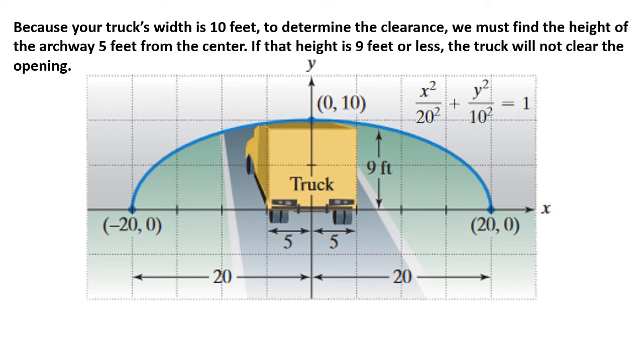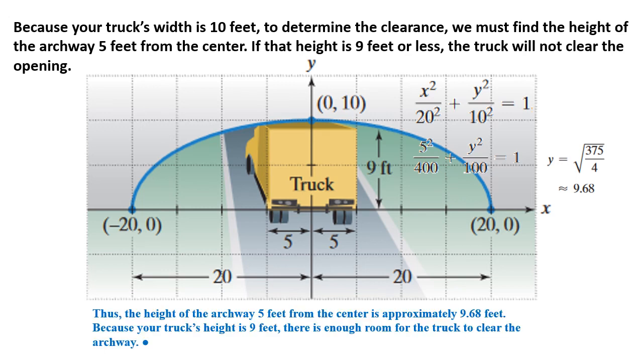So, first of all, the equation is x squared over 20 squared plus y squared over 10 squared equal 1. So that's the equation of the ellipse we have. Now we know that x squared is 25. Therefore, after solving, y is 9.68. Therefore, the height of the archway 5 feet from the center is approximately 9.68 feet. Because your truck height is 9 feet, there is enough room for the truck to clear the archway.